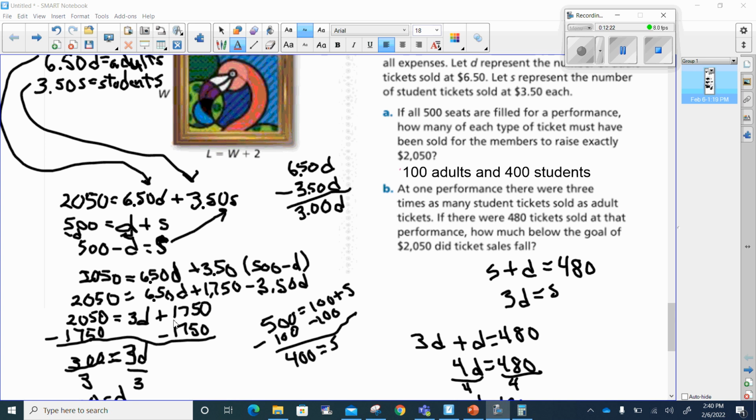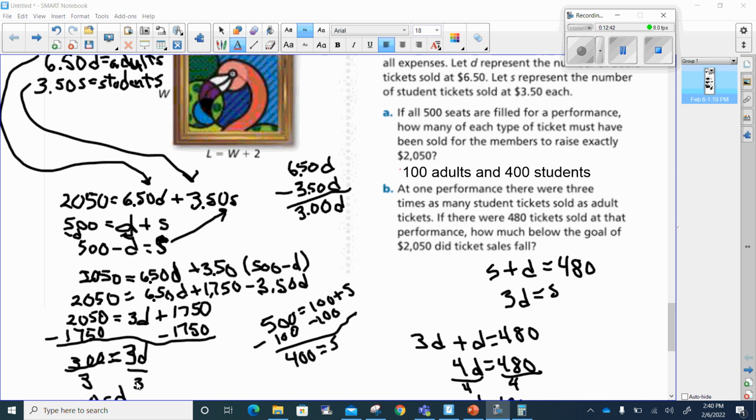Now I can combine like terms. I see we have numbers on each side. We use the inverse operations. Whatever I add to one side, I'm going to subtract it away, as long as I'm willing to subtract the same amount from the other side. 2050 minus 1750 is 300. And now I have 300 equals 3D.